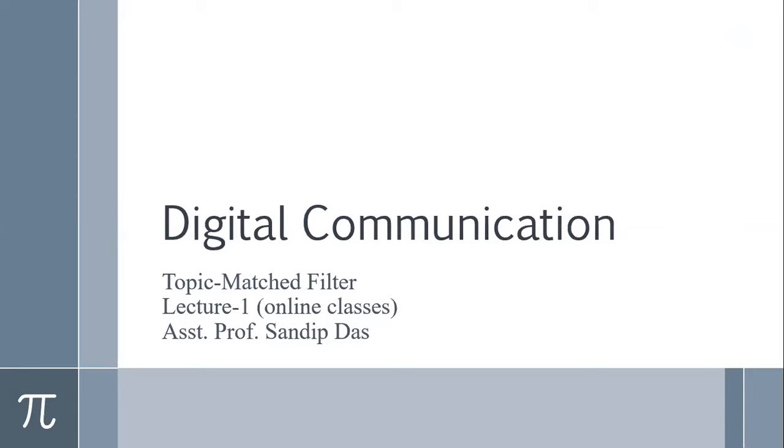Today we'll start with the receiver section of the communication system. So far, we have studied the sampling theorem, quantization, and encoding, and we have converted the analog signal into binary or bit form, and then we have used representations like line codes to represent these binary bits.